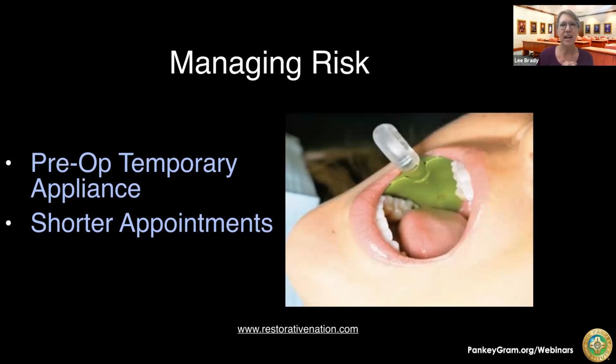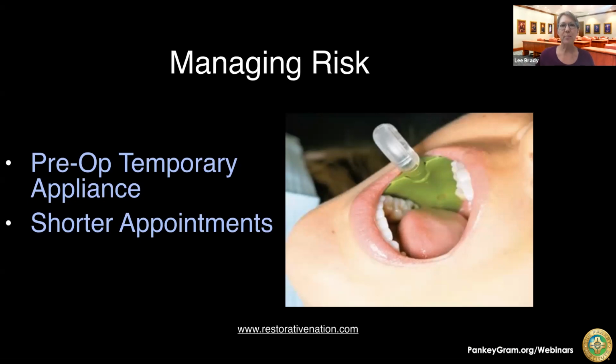Okay, all right, so moving forward, we're going to make a temporary appliance and we're going to have the patient sleep in it every night for 10 to 14 days before their appointment. The next thing we're going to do with that restorative appointment, if we can, is do shorter appointments. So instead of doing an entire quadrant of dentistry, maybe do 2 teeth at a time and bring them back. The shorter the appointment, the better it is. The other thing I'm going to tell you about patients who are at high risk is that they should not be put on a bite block.